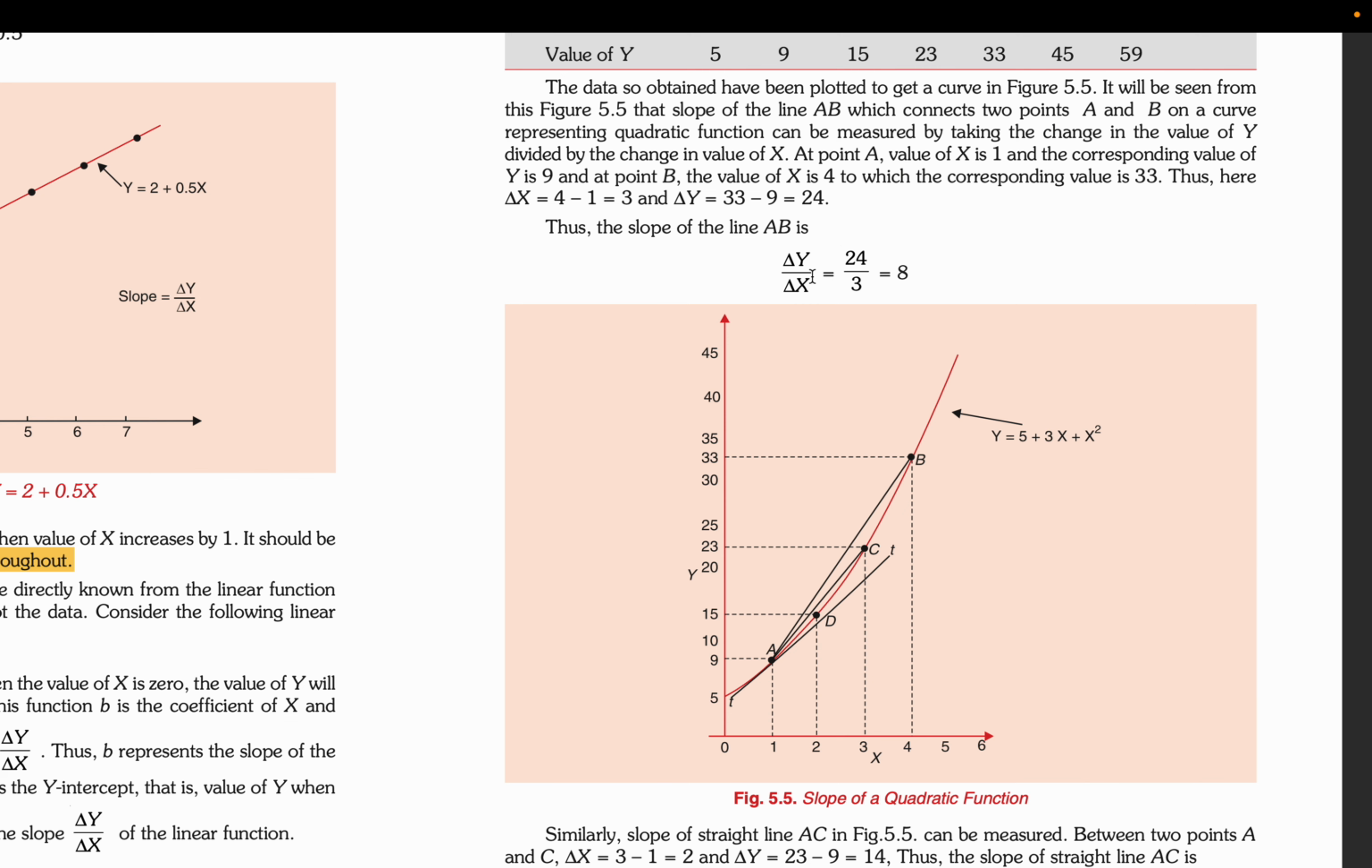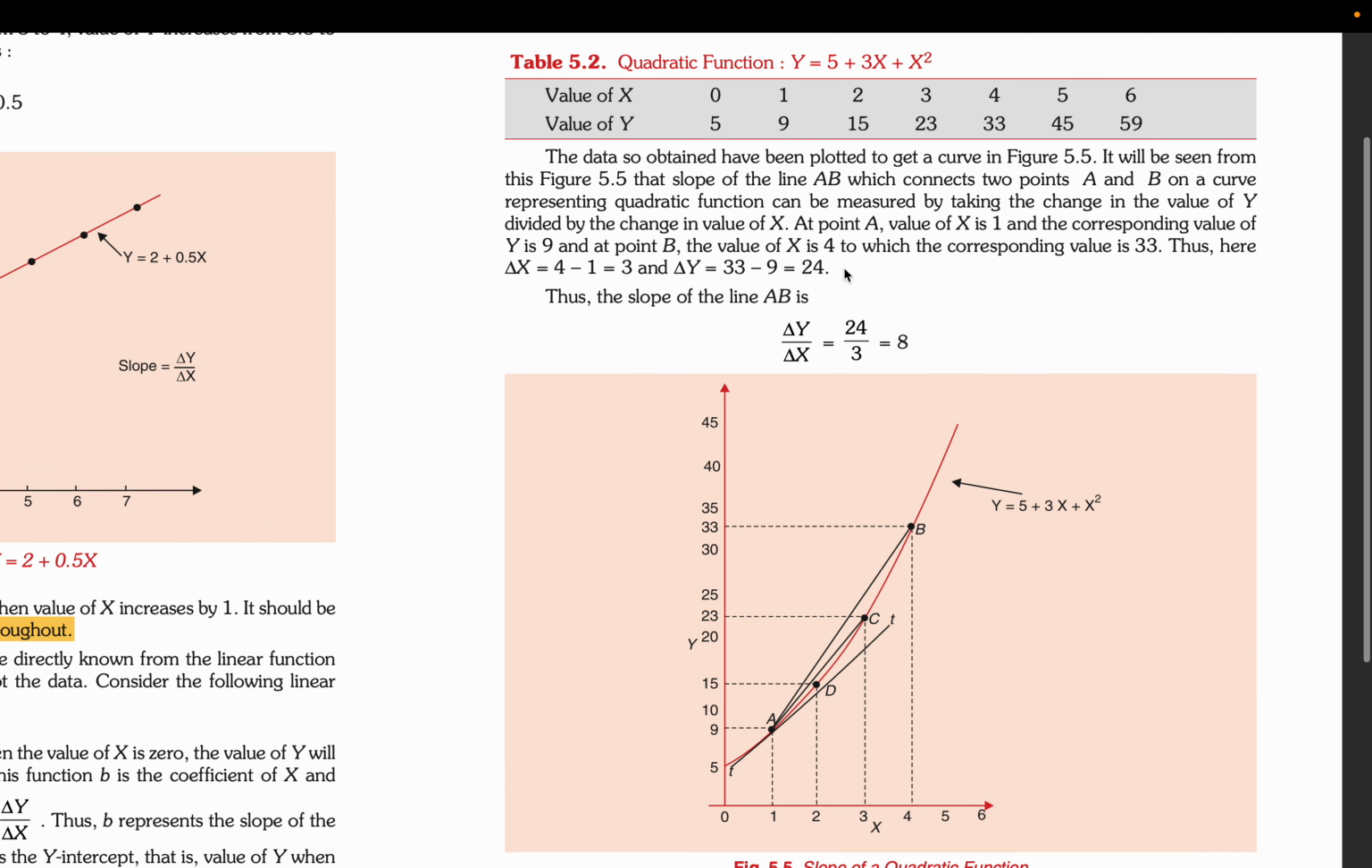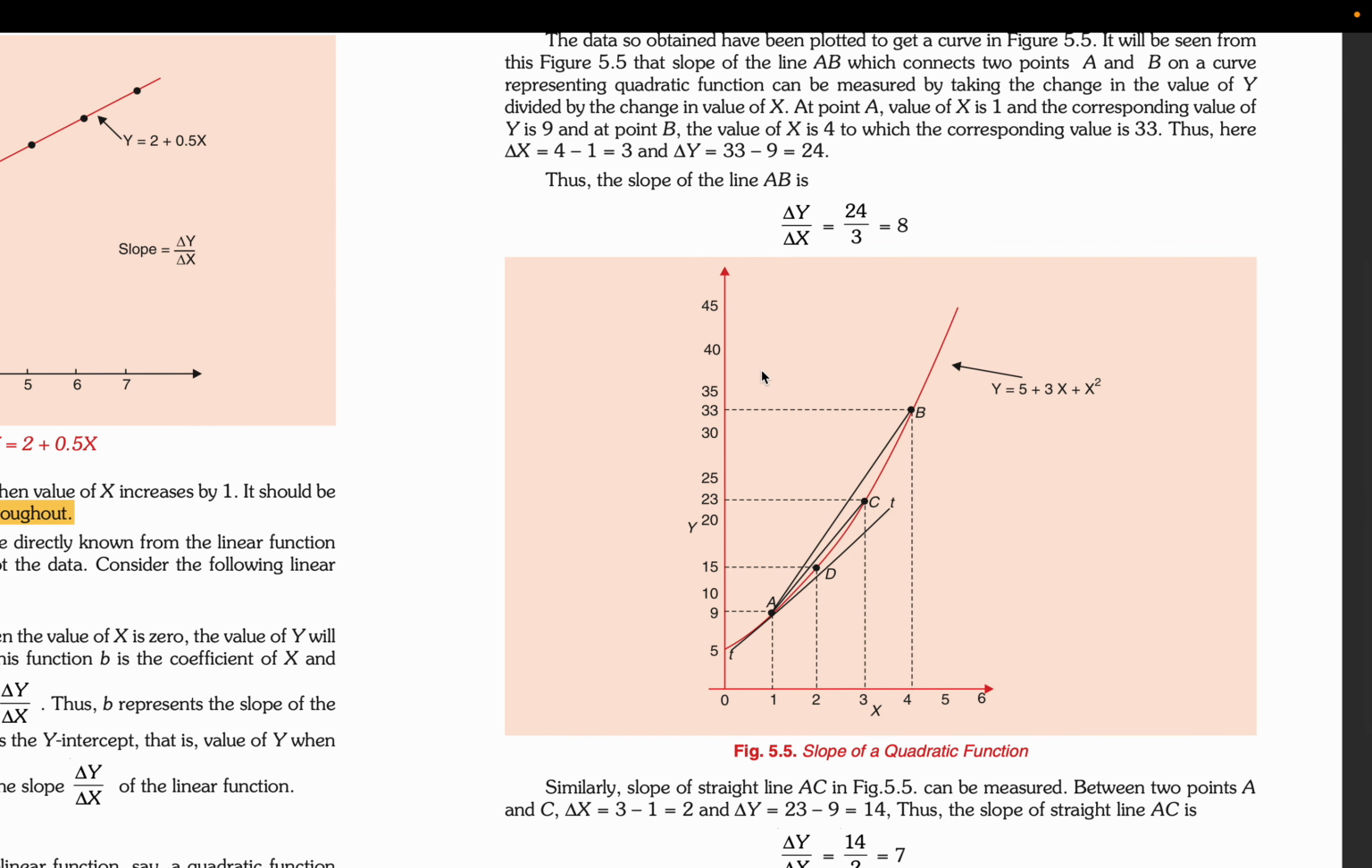Let's see the point A. The value of x is 1. From the graph we can determine that the value of x is de facto 1, or you can put it in the function to determine what the value of y will be.